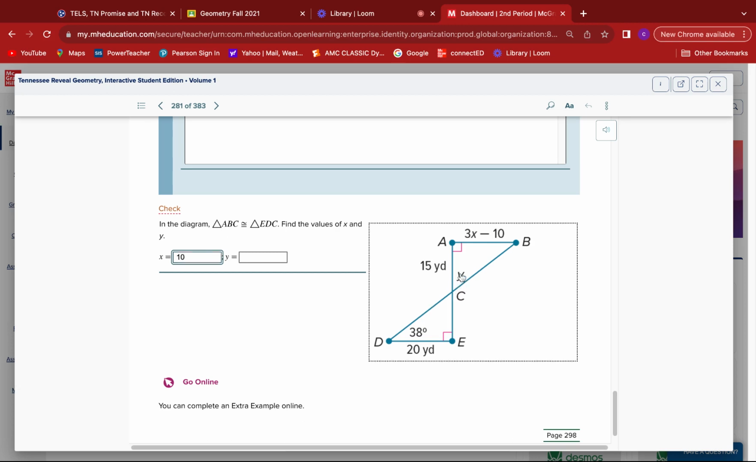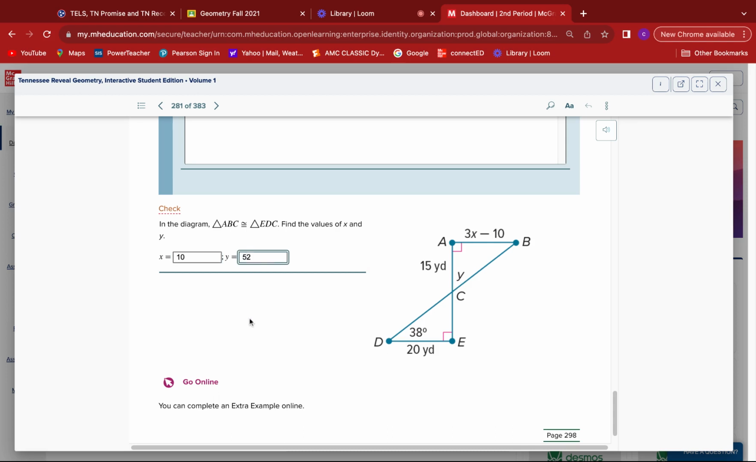Well, I see Y is an angle. Its vertical angle is also unknown, but it happens to be the third angle of a triangle where I know 2 angles, the 38 and the 90. So I'm going to take 180 because the 3 angles of a triangle add up to be 180. I'm going to subtract 90 and the 38, which will give me 52. This angle right here, C, is 52. That means its vertical angle is also 52. So Y is 52, everybody.